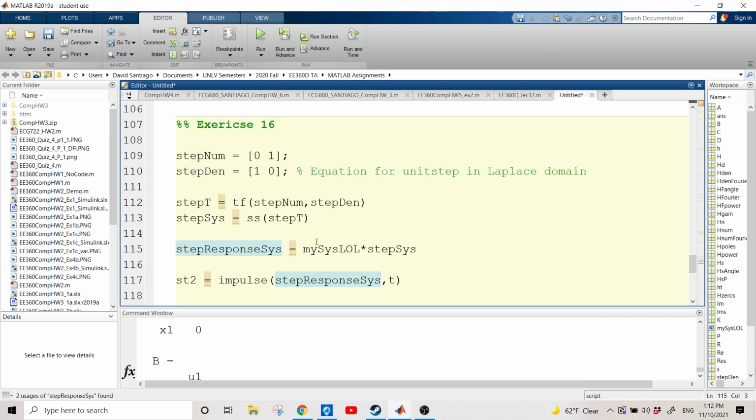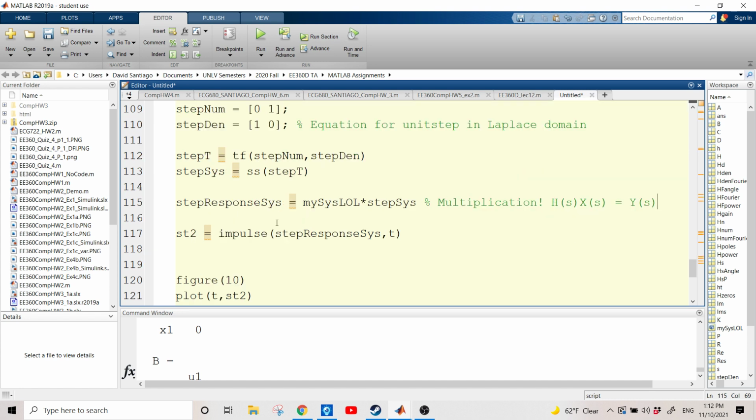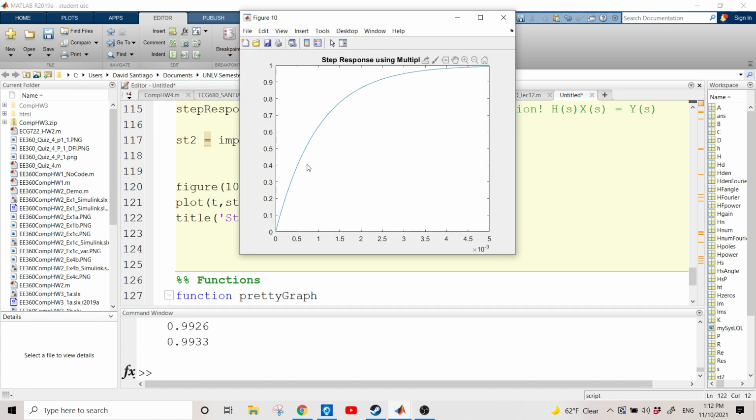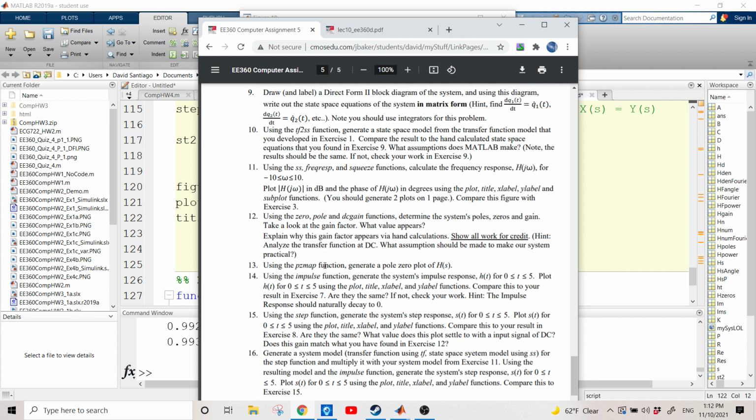Just do this right here. Multiplication. H of S, X of S. Okay? Y of S. And then all you do is, okay, now you have a new system. Now kick the box. Here you go. Turn it on. Boom. What do we get? Boom. And there you go. You're done. All right. Does that make sense now?